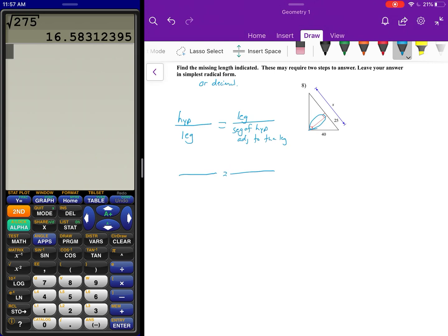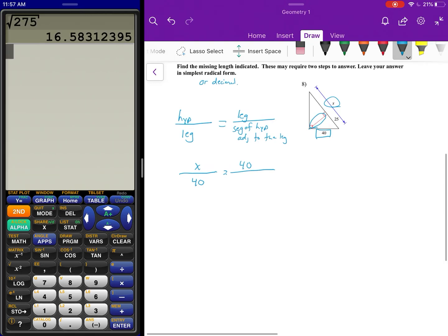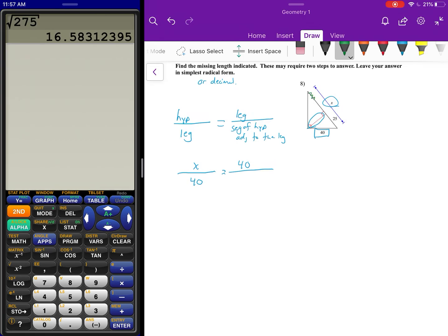So, do we have all of these things? What you do is you just start off filling things in, seeing if you have it. Do we have the length of the hypotenuse? We don't, but that's what we want to find, so that goes there. Do we have the length of a leg? Yes, we have 40. So 40 goes here and here. And then the last thing, the segment of the hypotenuse adjacent to the leg.